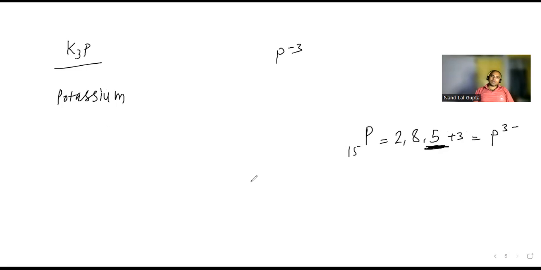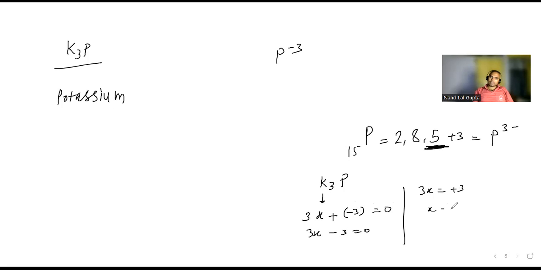Now, let us try to find out the oxidation number. K3P. So K I don't know, so I consider it to be X. And how many potassium is there? So 3X plus phosphorus, -3, equal to 0. So 3X minus 3 is equal to 0. So 3X is equal to +3. So X is equal to +3 by 3. So X is equal to +1.